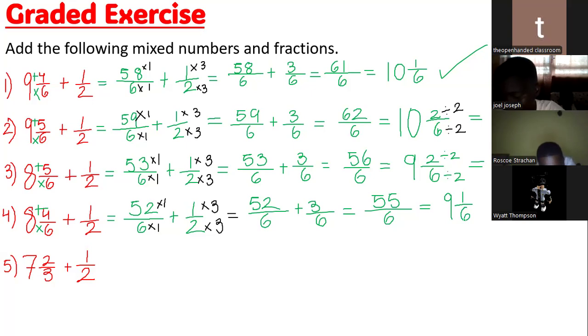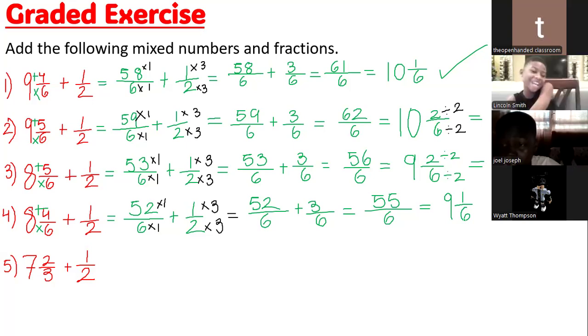9 and 1 over 6. I got that. Anyone else got that for number 4? I did. Yes, sir. Excellent. Very good.